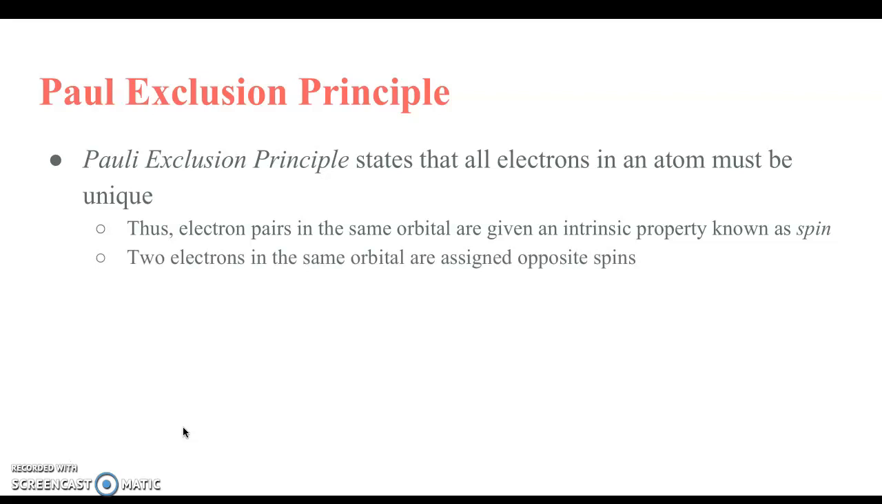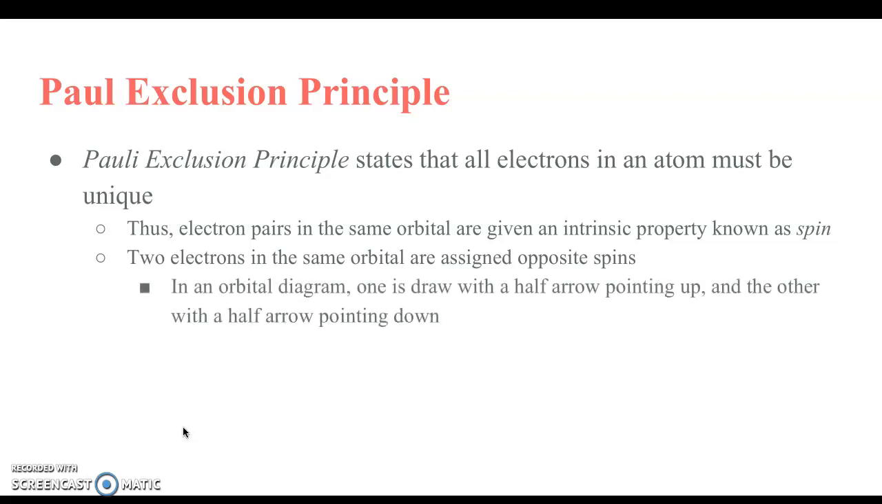When we're drawing, which we'll practice later on this week, 2 electrons in the same orbital will be assigned different or opposite spins. This is denoted with a half arrow pointing up and the other half arrow pointing down. It can also be denoted with quantum numbers, which would be plus half and minus half. And again, this is just to distinguish between the 2 electrons in this orbital.